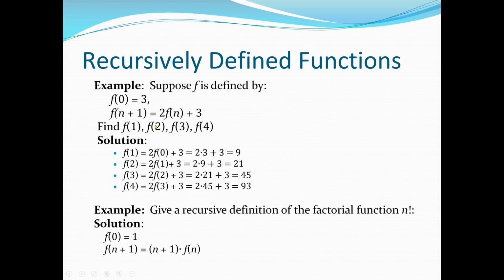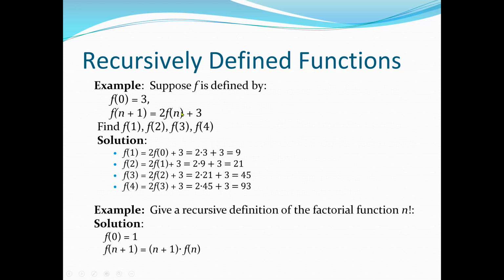Then we're also going to find f at 2, f at 3, f at 4. So first we start with f at 1. Well, we know that f at 0 comes before 1. So we know f at 0 is what? 3.